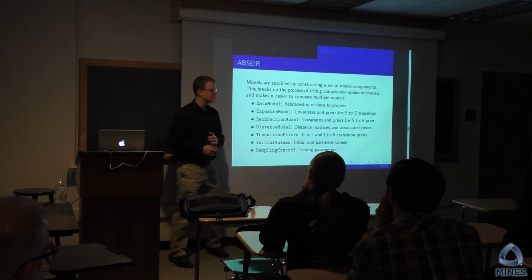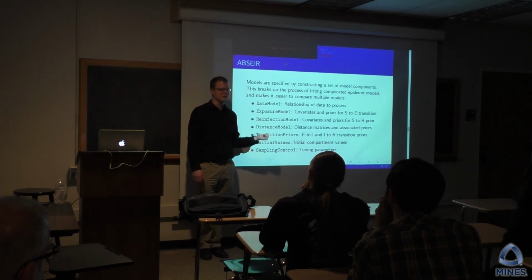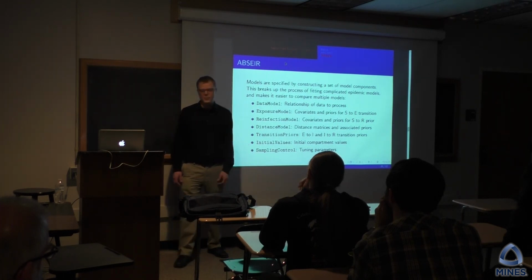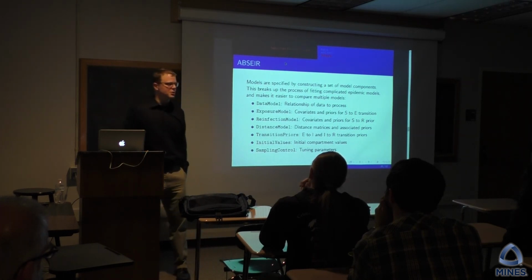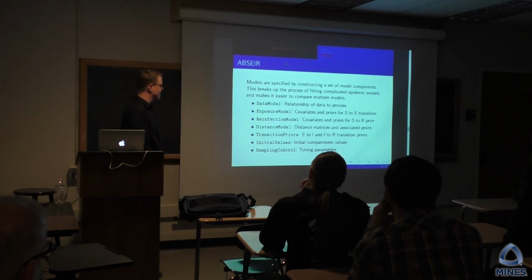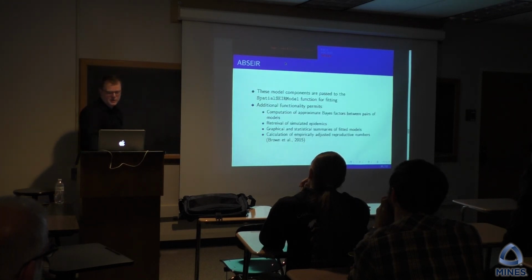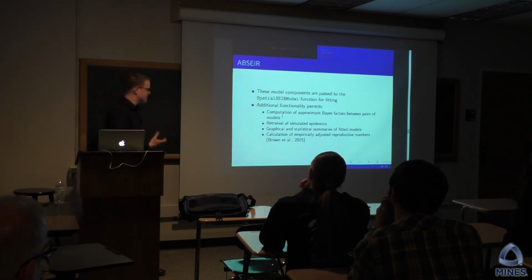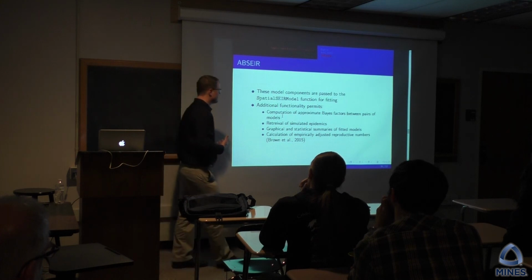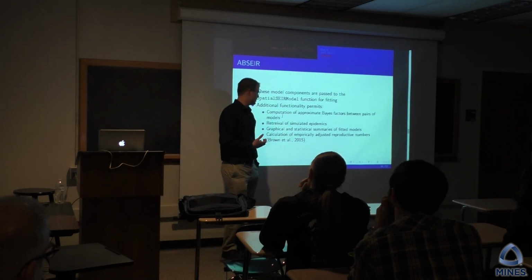The drawback, again, as I mentioned, is that this is just for spatial SEIR models, and if you want this structure to be able to fit arbitrarily complicated models, it's very ugly. So if you want to do something more general, Aaron King has a package called POMP, Partially Observed Markov Processes, that I would recommend checking out. It's very nice, but if you're fitting spatial SEIR models, this is very fast. Additional functionality: you can compute approximate Bayes factors between pairs of models using this. You can retrieve the simulated epidemics and get some statistical summaries, as well as calculation of empirically adjusted reproductive numbers.